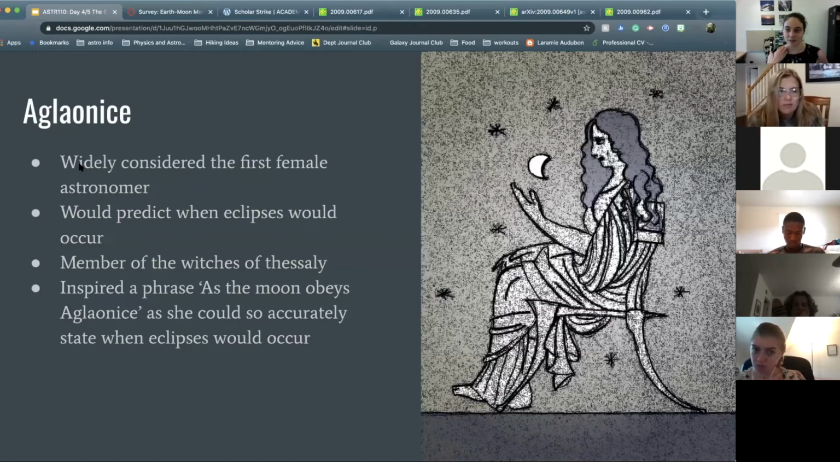The other thing I thought was kind of fun, I learned about this recently: Aglaonike was kind of the first female astronomer. What she would do is predict when eclipses happen. She was around during ancient Greece-ish times, and she was also a member of something called the Witches of Thessaly, which I thought sounded cool. So if I was an astronomer in ancient Greece, I could be a witch. But I'm in Walla Walla in the 21st century, so probably not a witch, unfortunately.